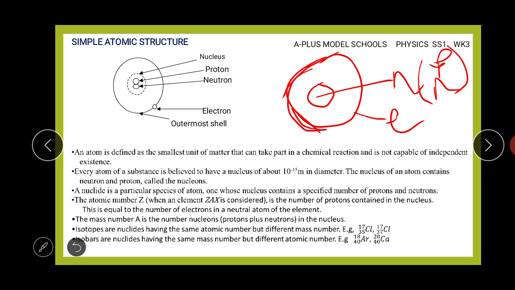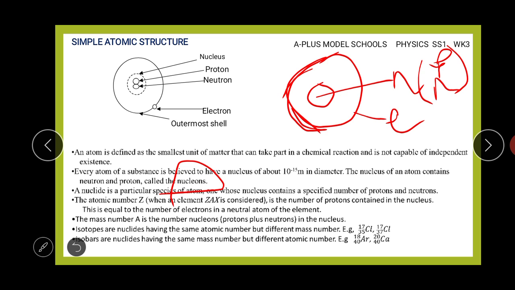Every atom of a substance is believed to have a nucleus of about 10 to the power minus 15 meters in diameter. The nucleus of an atom contains neutrons and protons. The joint name for neutron and proton is nucleons. Don't forget that. A nuclide is a particular species of atom, one whose nucleus contains a specified number of protons and neutrons.